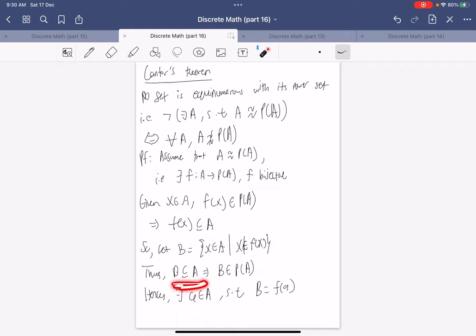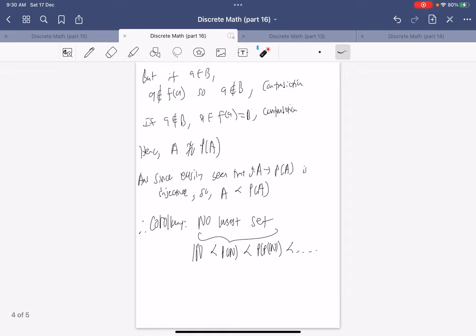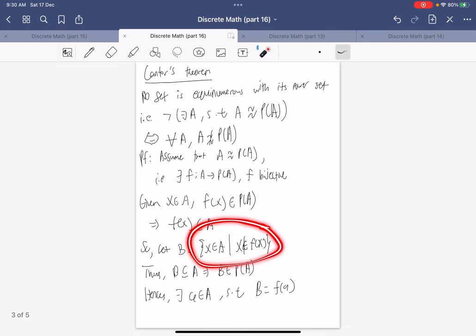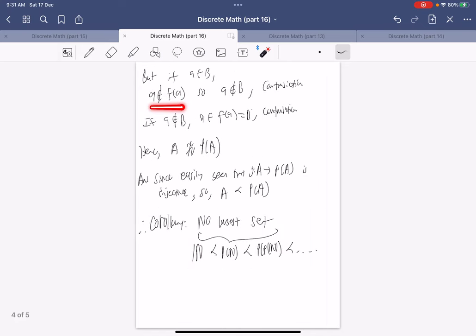And this being a subset of A would mean it is an element of the power set of A, and hence there exists a small a in A such that B equals f(a). So B now equals this f(a). And now you just need to ask the question: if a is in B, that means a must fulfill this criterion, so a cannot be an element of f(a). But f(a) is B, so a is not in B. And this leads to a contradiction.